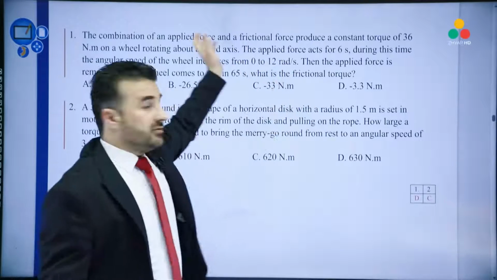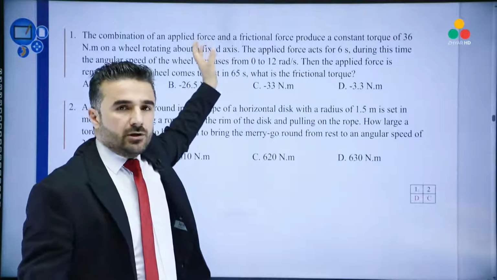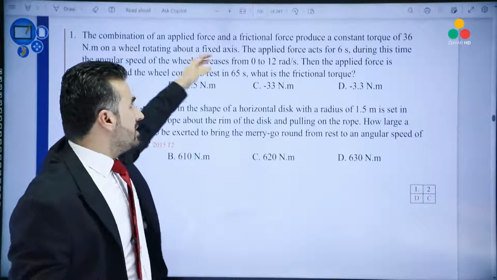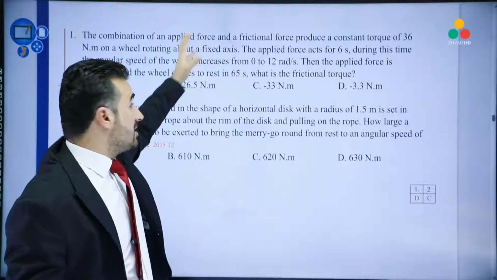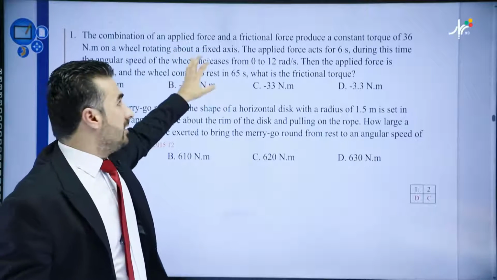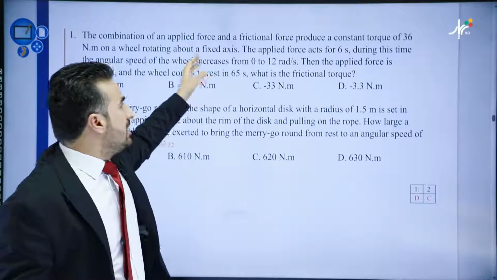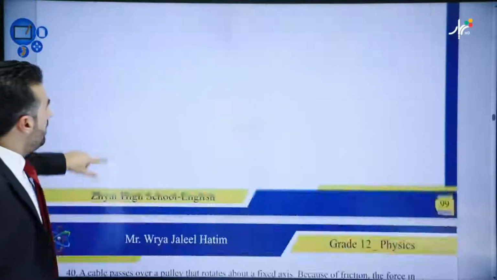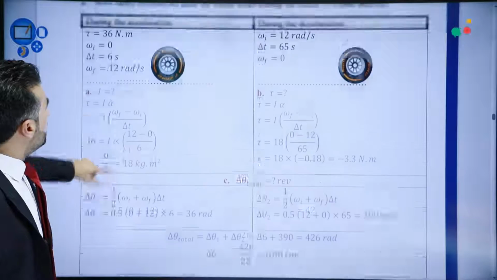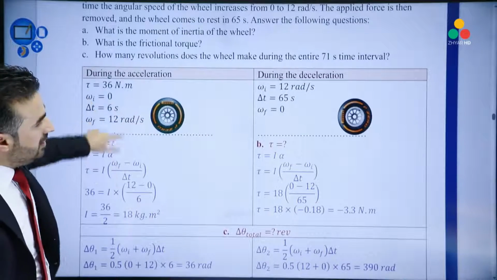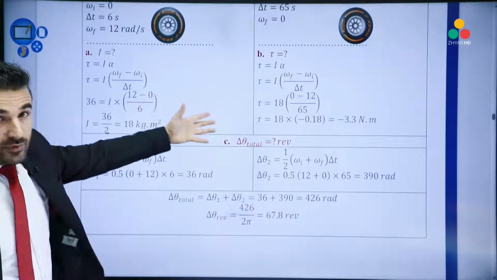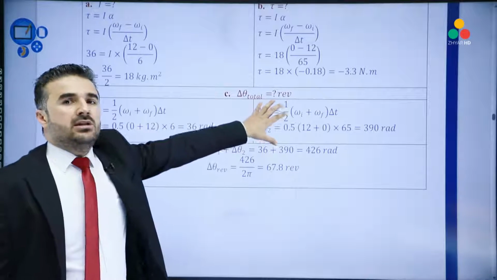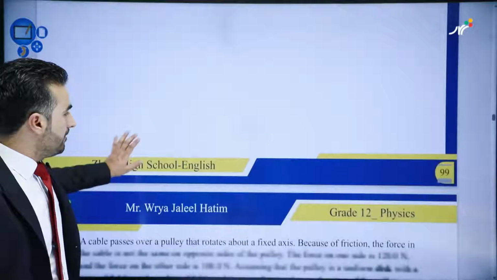So first of all, you're going to find the moment of inertia by using the net torque and the angular acceleration. Then you'll use the moment of inertia to find the torque of friction, which is very similar to this question, except for the last part. So you're going to do exactly this, but with different numbers, of course. But there is no such part in that question here.